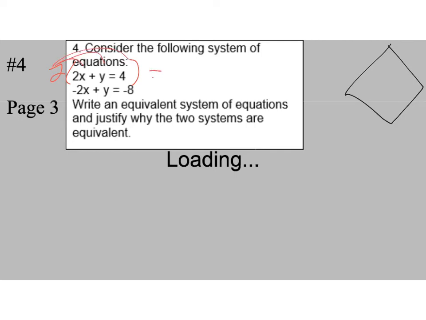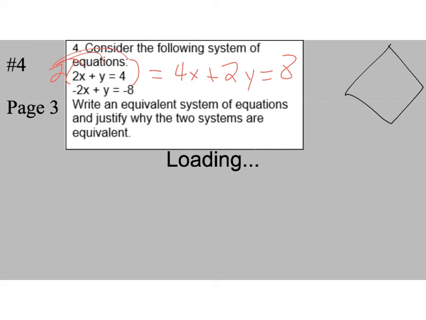So we would get the equation 4x plus 2y equals 8. So what I'm saying here is that this equation is the same thing as this equation. They're just multiplied by 2. They are equivalent. If I divide everything by 2, I would get back here. These two equations are exactly the same.